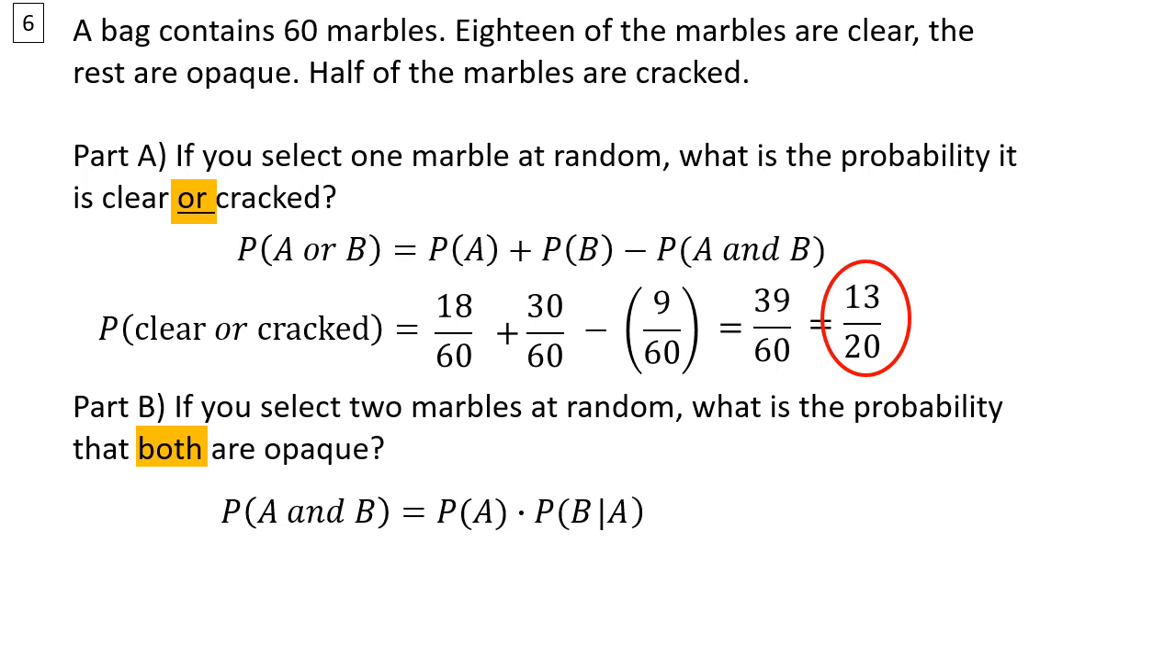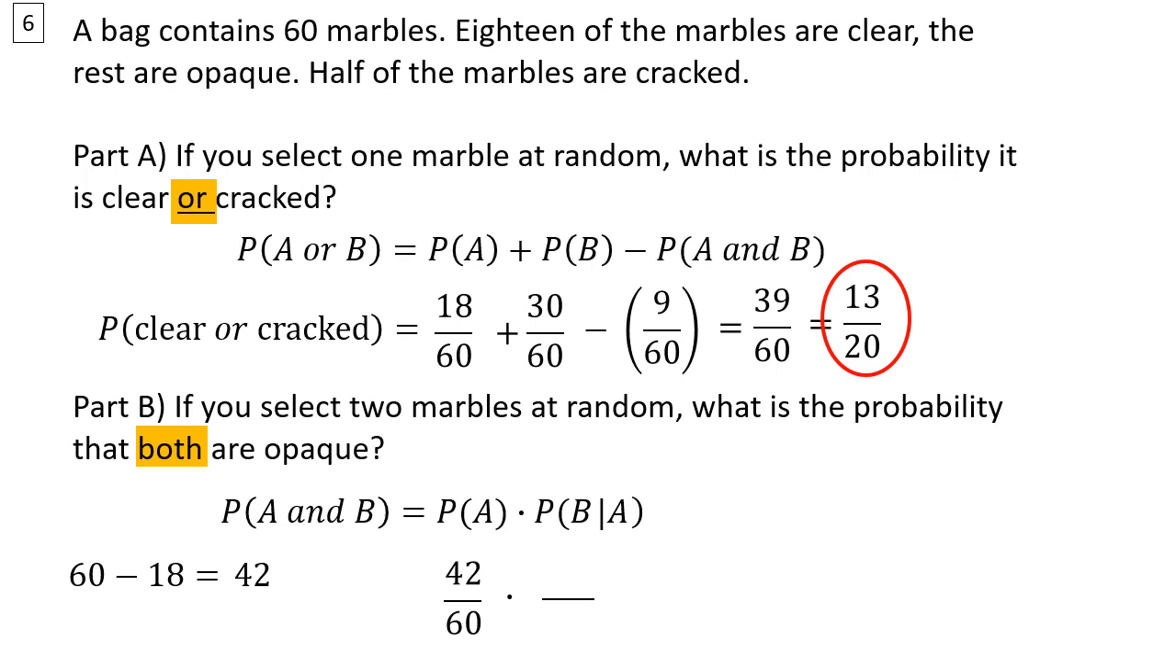So first let's figure out how many opaque marbles there are. 60 minus the 18 that are clear is going to give us 42 opaque marbles. So that probability that the first one's opaque, 42 over 60. That's the easy one to set up. And I need the second fraction, but I need to think about that one. I assume I got what I was after.